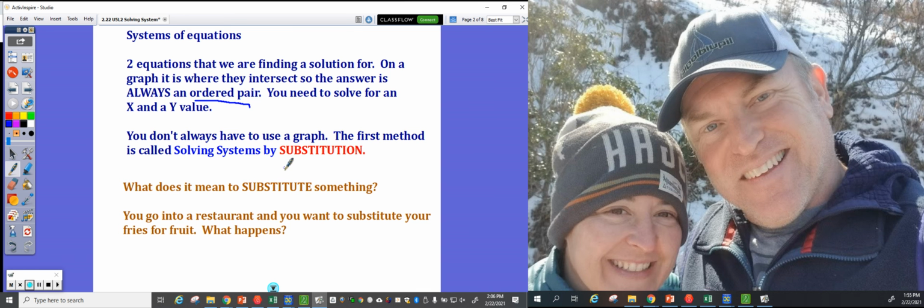The next way we look at is substitution. It means, basically, look, if you're substituting fries for fruit, we've all done that before. We don't want the fruit, we want the fries. So you're replacing it. That's what we're doing here.